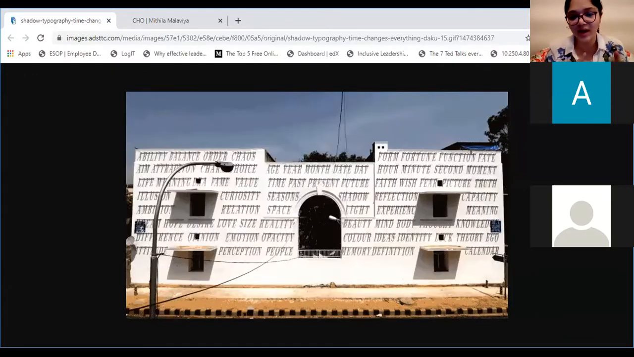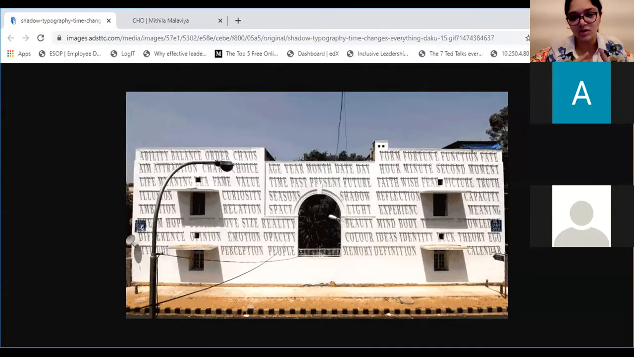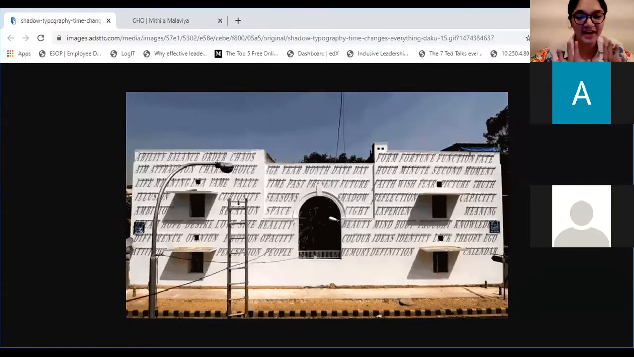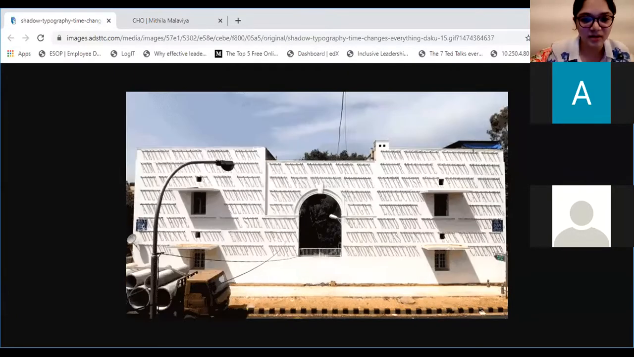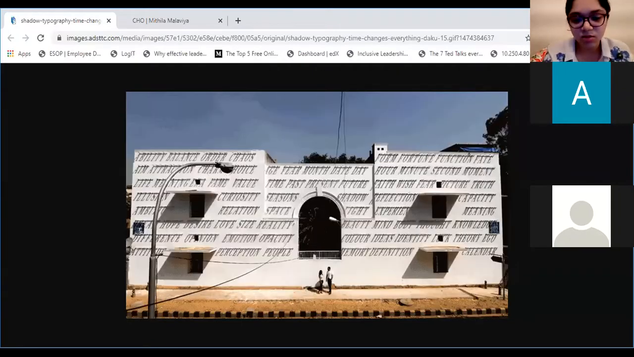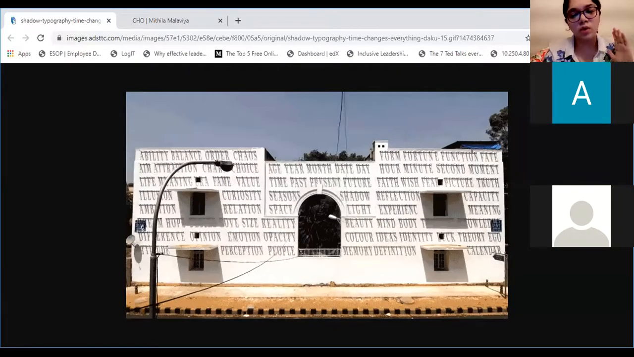Do you see how the sun is changing the way you look at it? Let's take it in for a second and then I will go back to the images. So basically, he played around with the sun's light.